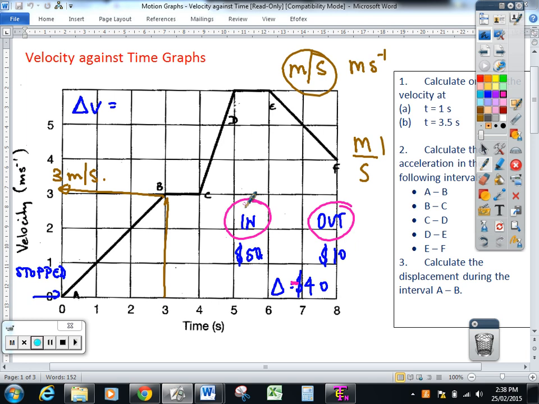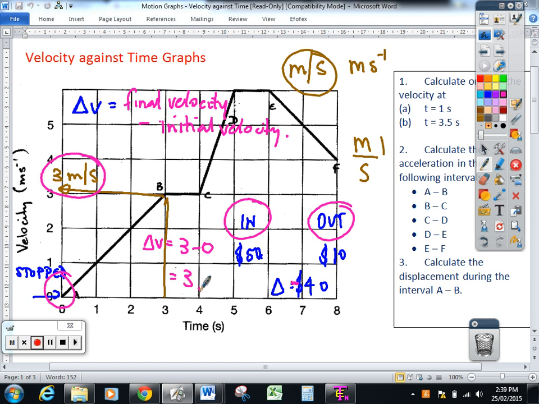So a delta V would be final velocity minus initial velocity. Okay. So that's going to be the change in velocity. So let's have a look at what our final velocity is. What is the final velocity in this little section just here? Right, my final velocity is 3. What was my initial velocity? 0. So delta V, final, 3 minus 0 is 3.